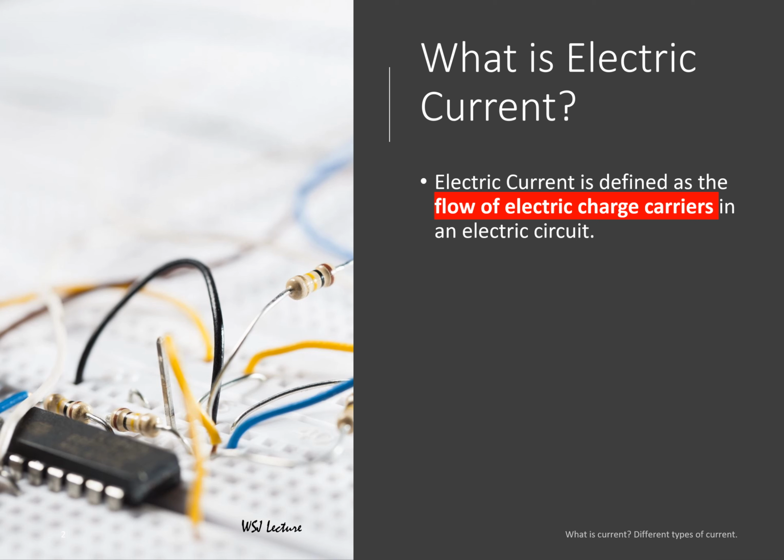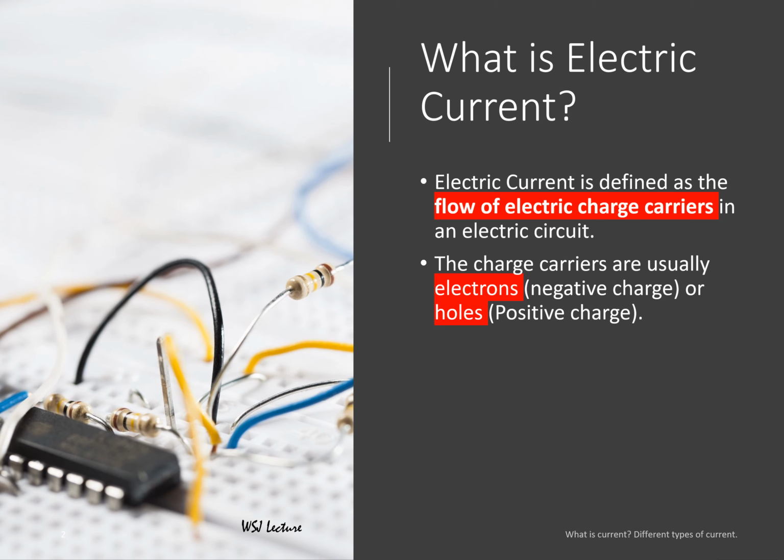Electric current starts flowing in a circuit when there is flow of charge carriers, or you can say flow of charge carriers leads to flow of current. The charge carriers are usually electrons or holes. Electrons are negative charge particles and holes are positive charge particles. Flow of current can be due to flow of electrons or flow of holes.